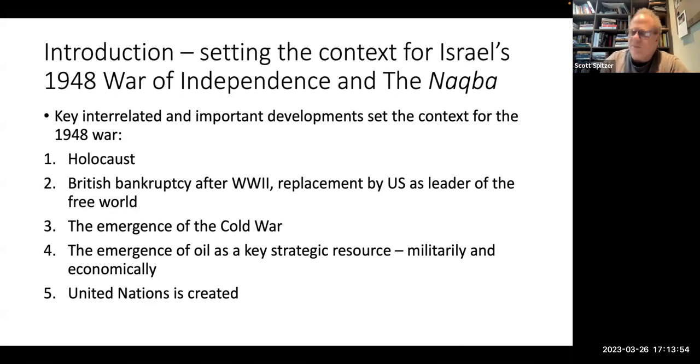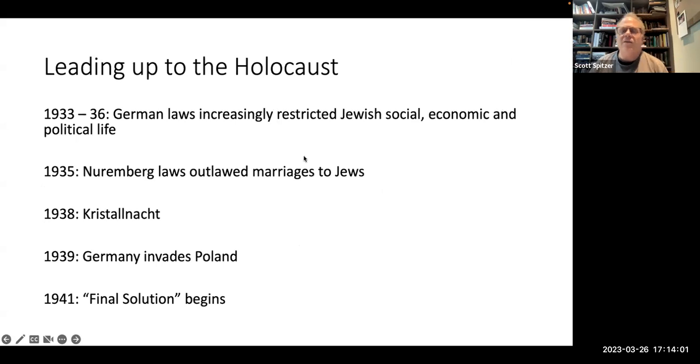Okay, so let's start talking a little bit about the Holocaust. I'm sure most of you are familiar with these things, but I find it useful, on an emotional level, to try to understand the Holocaust as a process, and it happens from 1933 to the end of the war. Around 1933 to 36, German laws increasingly restrict Jewish social, economic, and political life. There's a law for the restoration of the professional civil service, meaning no Jews in the civil service in Germany. That's in 1933, right?